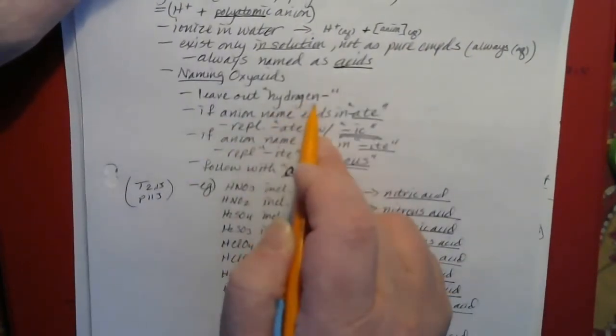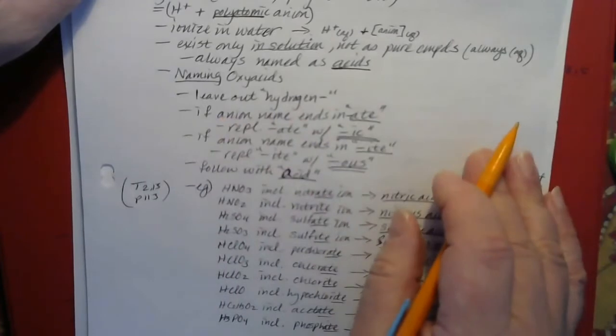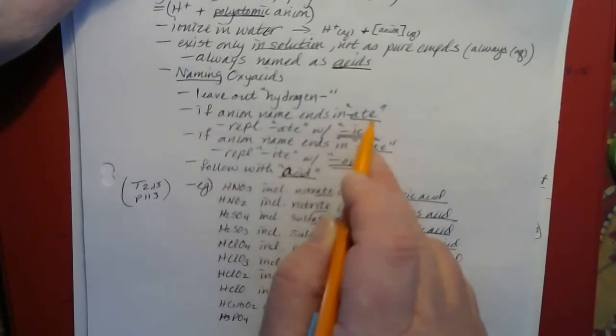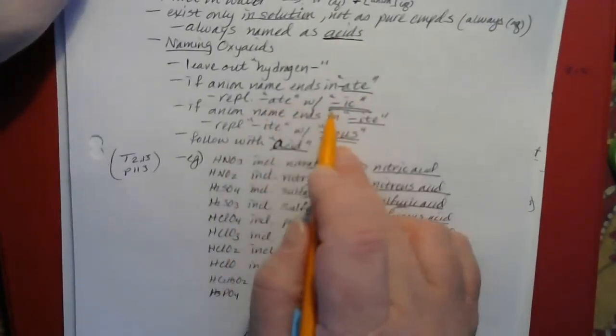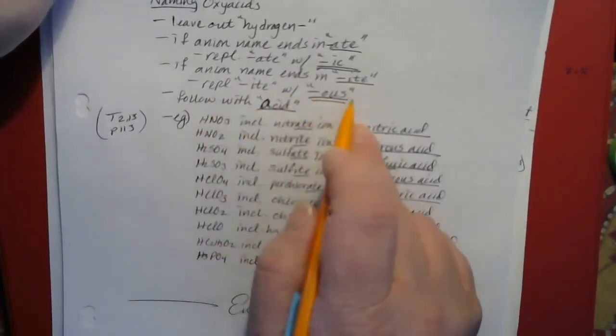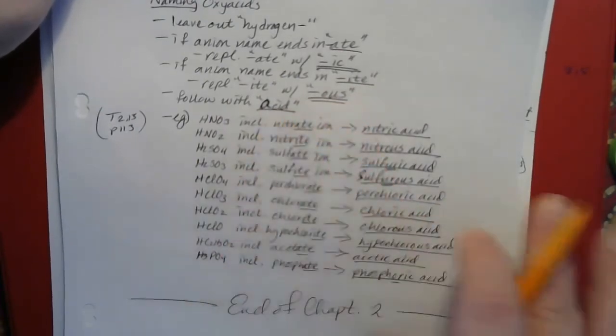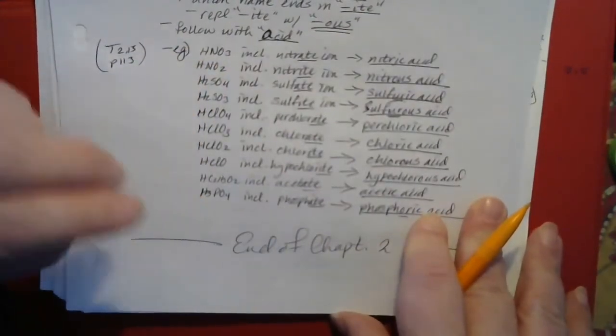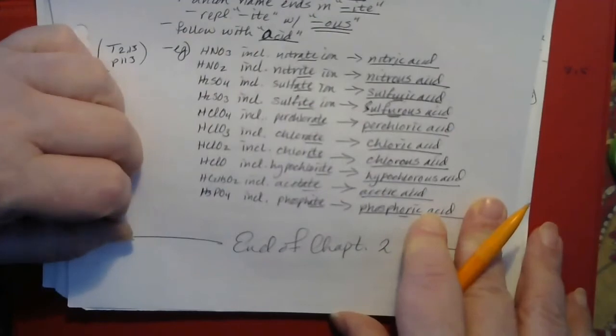When it comes to naming the oxyacids, you leave out the word hydrogen. The name is based entirely on the name of the polyatomic anion. If the anion's name ends in ATE, then you replace that with IC and then add the word acid. If the anion's name ends in ITE, then you replace that with OUS and tack on the word acid. And so you basically name it according to what polyatomic ion it contains.